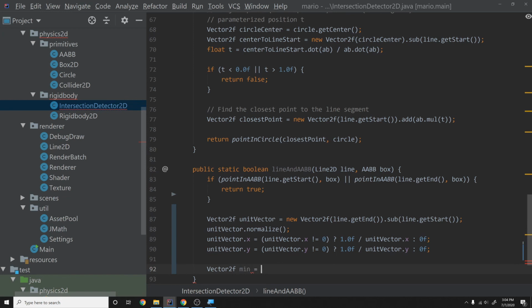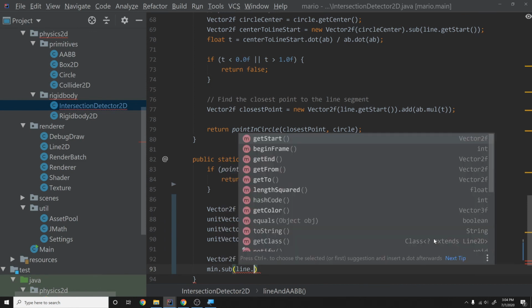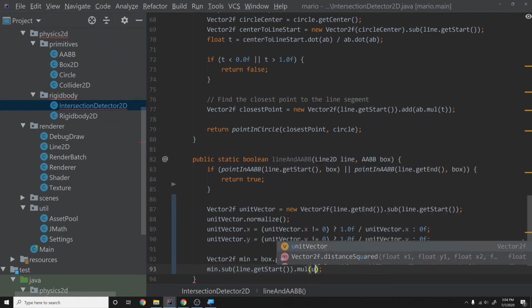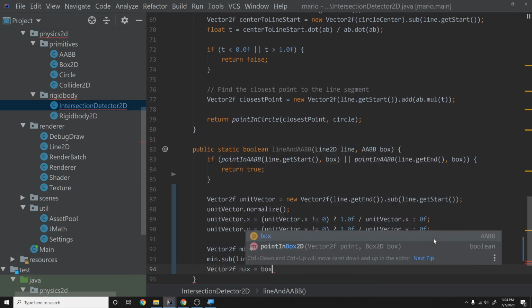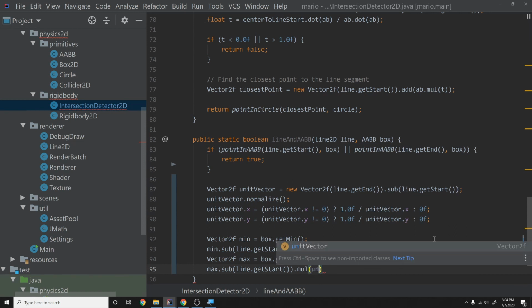So we'll say min equals box.getMin. We're going to say min.sub line dot get start dot multiply by the normal, which does exactly what we were talking about, the unit vector. And then we're going to do the same thing for max equals box.getMax, and we're going to say max.sub line.getStart dot multiply by the unit vector.